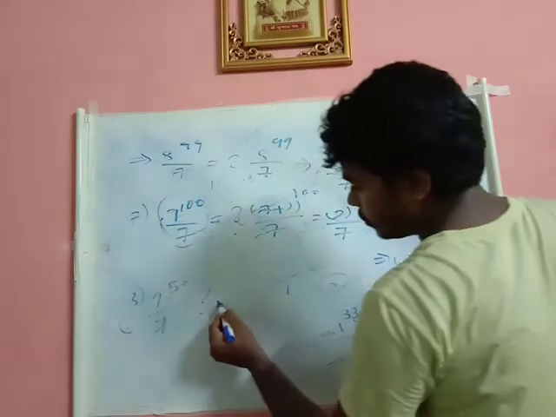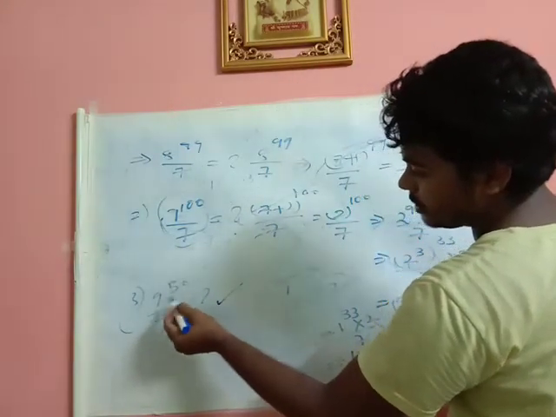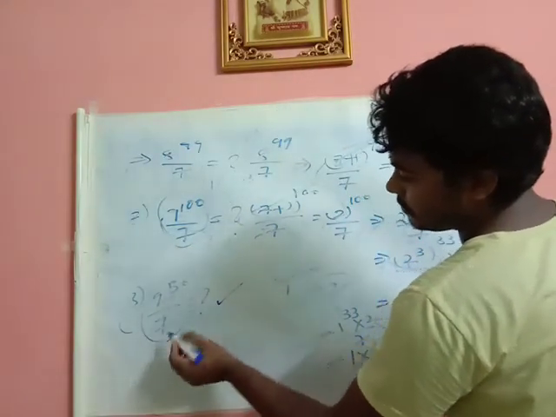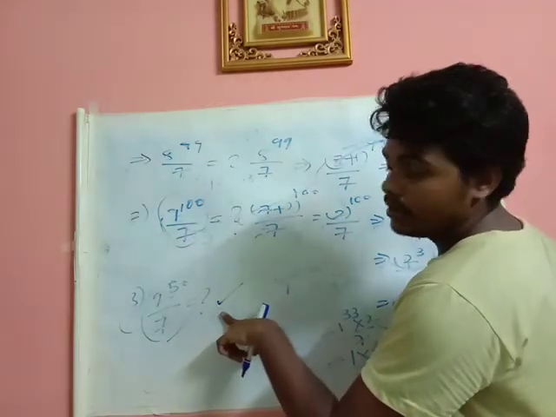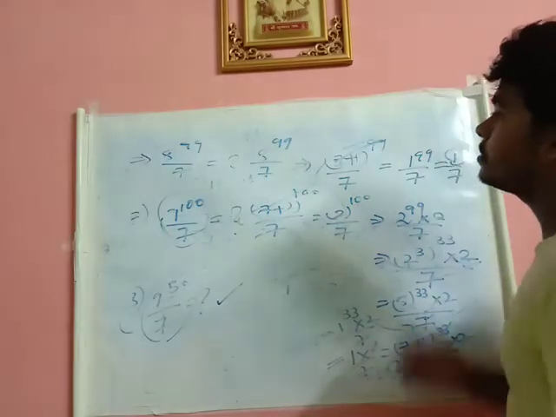You just do this for your homework: 9 power 50 by 7. What is the remainder? If you haven't got this, you just comment to me. Definitely I will solve it. So these are the remainders.